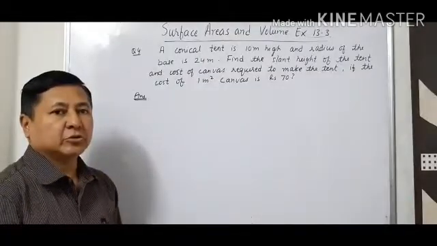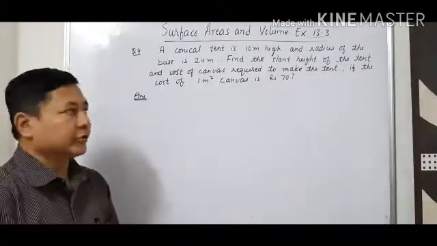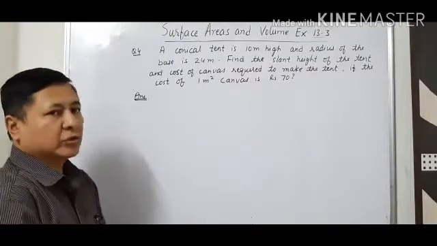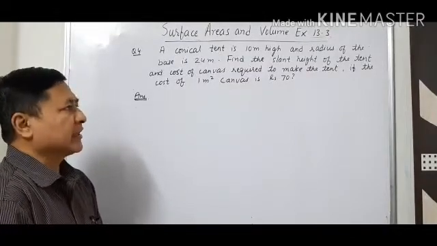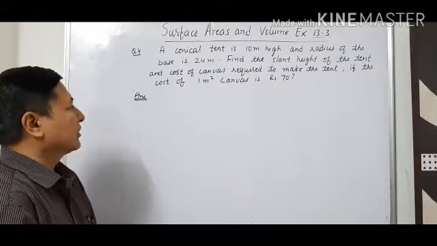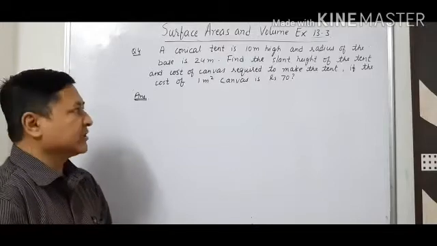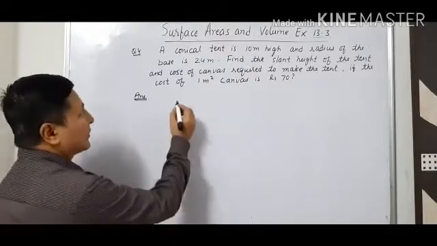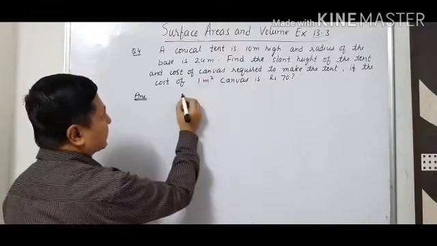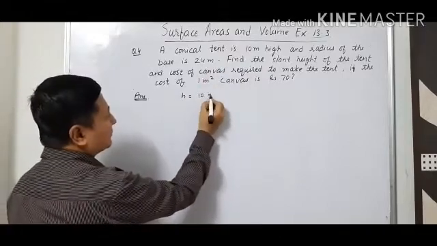Now let us solve question number 4 of exercise 13.3. A conical tent is 10 meter high and radius of the base is 24 meter. Find the slant height of the tent and the cost of canvas required to make the tent if the cost of 1 meter square canvas is rupees 70. Now let us see what is given in the question. This is 10 meter high, so h equals 10 meter.